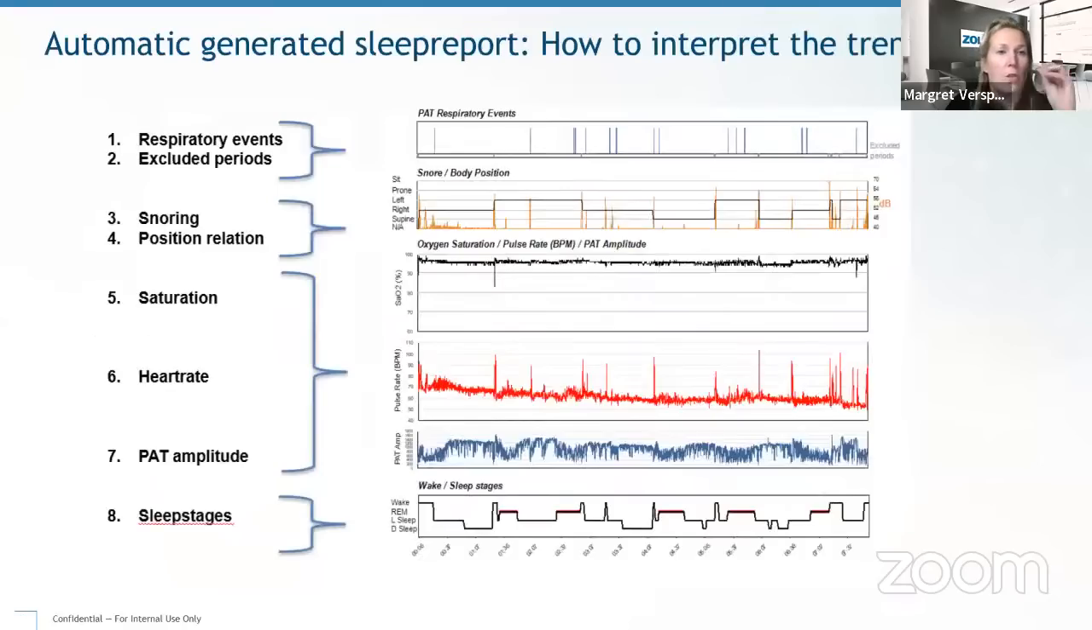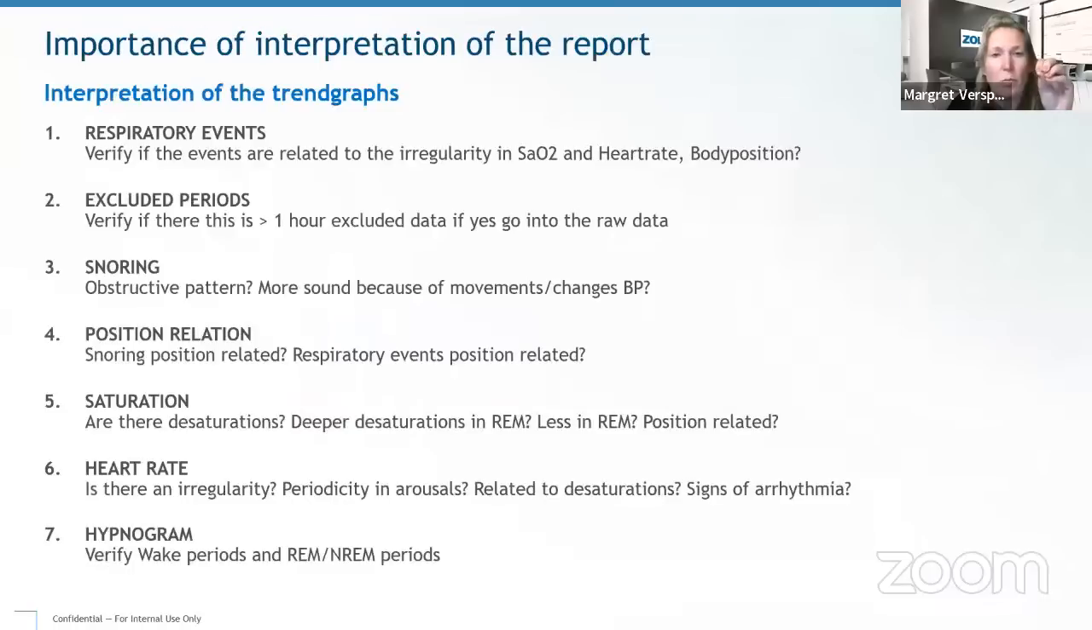Okay, so again, the report is very important, as is the interpretation of the report. You can get a lot of information out of it. Yes, this is what I already discussed with you.